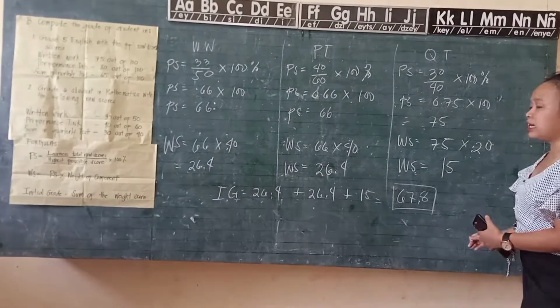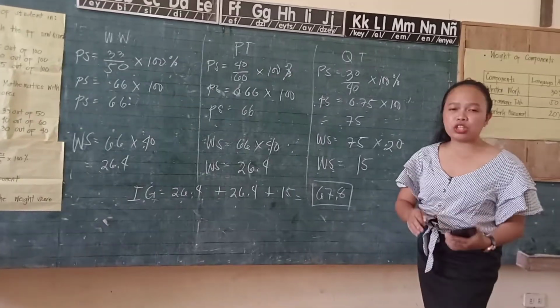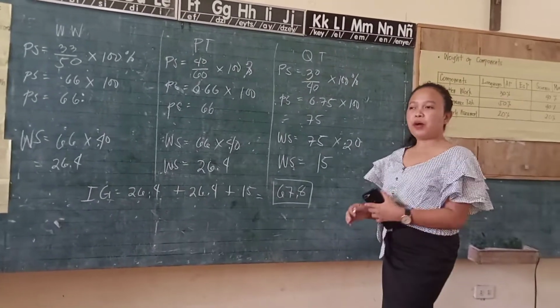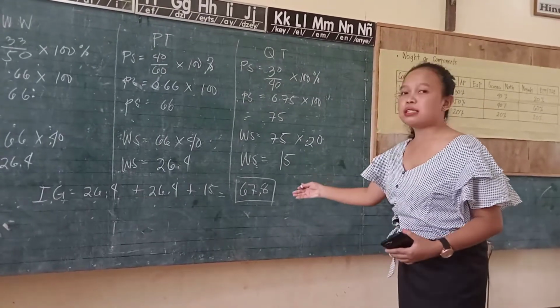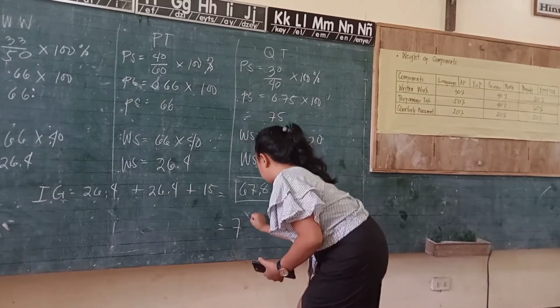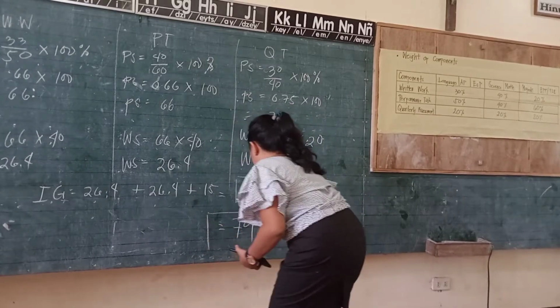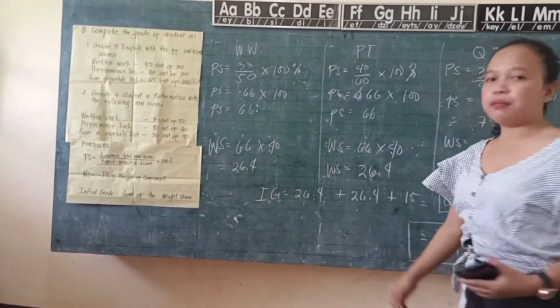We are going to look for the transmuted grade, which can be found in the transmutation table provided by the Department of Education. The transmuted grade for 67.8 is 79. So 79 is the final grade of the Grade 6 student in mathematics.